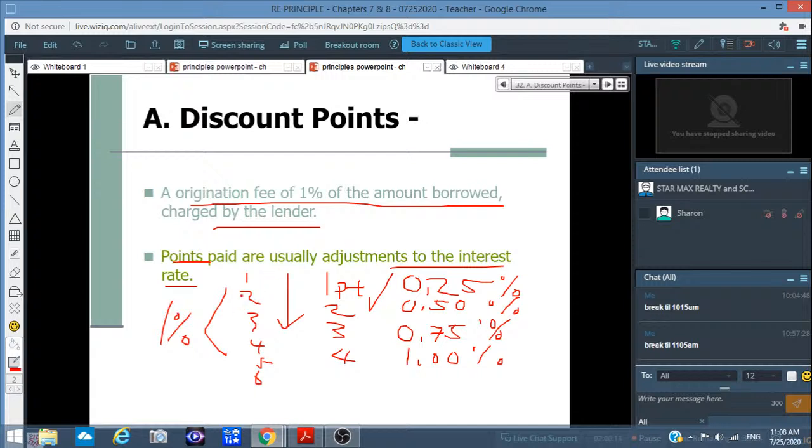But some banks only allow you certain discount points. They limit the amount that you could buy, because after all, they want to make money from the interest. They don't want you to buy all the way down to 0. That's not their goal.